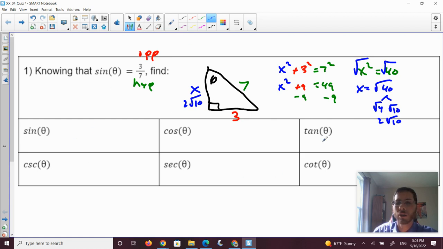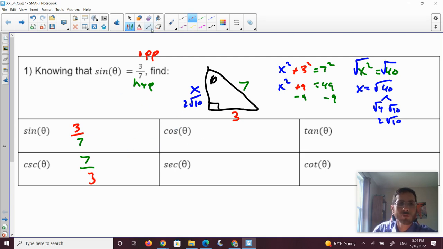So we now can get all of our trig ratios here. So we start off with sine. The nice thing is they gave us sine. So sine is 3/7. If we flip it, we get cosecant. That's going to be 7/3. Oops, I want to make my 7 a green 7. So that's kind of nice that we can just flip those and be done with it.